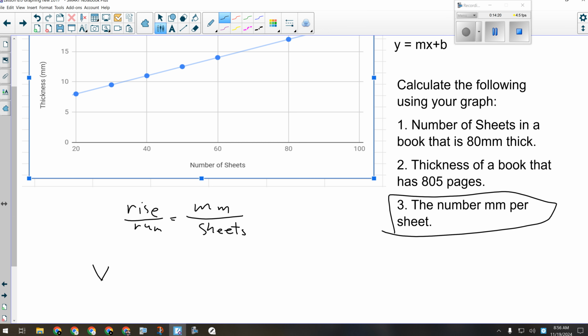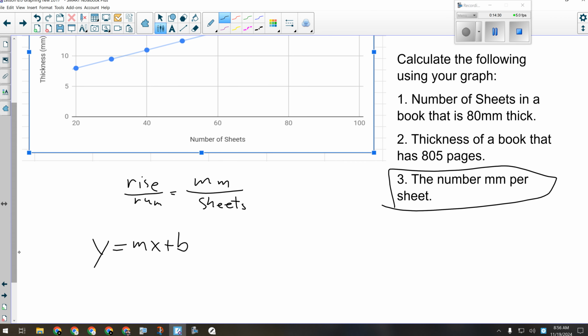So I've got to take y equals m times x plus b, and I've got to solve for x. What do I move first? B. So I subtract b from both sides. So y minus b equals m times x. Then what do I do? Divide by m. Right. Now I'm solving for x, so I can plug in my numbers. 80 millimeters is my y value minus what? 5. Yeah, that's what b is. So 80 minus 5, and then divide that by 0.15, which was our slope.